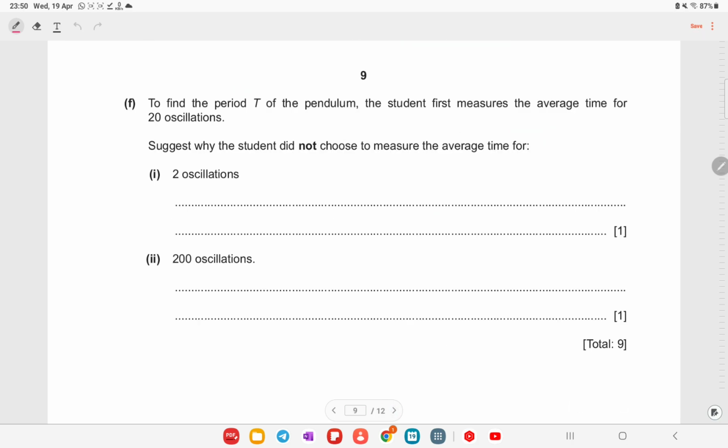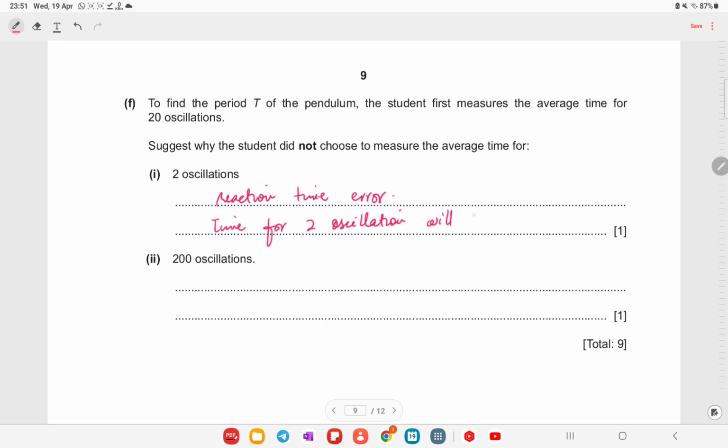Now, to find out the period T of a pendulum, the student first measures the average time for 20 oscillations. Suggest why the student did not choose to measure the average time for 2 oscillations. So obviously the reaction time error, because if he does, there will be human reaction error, because humans are not quick enough to measure this for 2 oscillations.